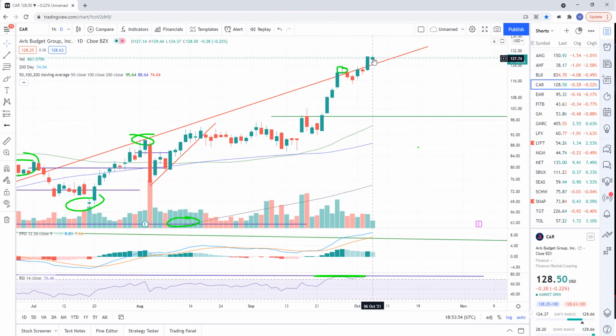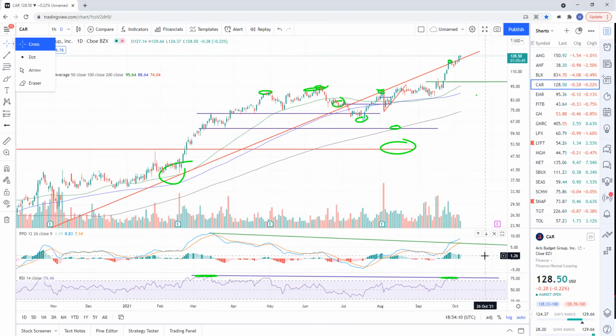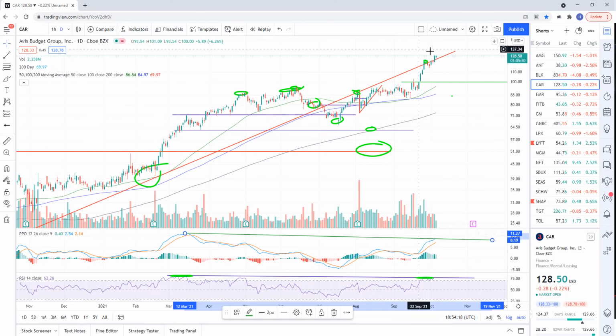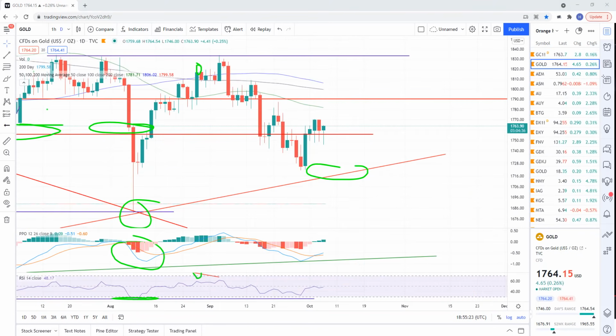So again, I'm still in it, still looking for a breakdown or a rejection right in here. We'll see. We still have negative divergence on this one as I look here at the PPO. Still there. We're making new higher highs in price, still lower on the PPO and the RSI. So I'm looking for this to start to turn down pretty soon, and I'm looking for that rejection here, probably in the form of a gap down. That's what I'm looking for. If that doesn't show up and we continue to move higher, I'll probably look to stop out of the trade. Let's go to gold.